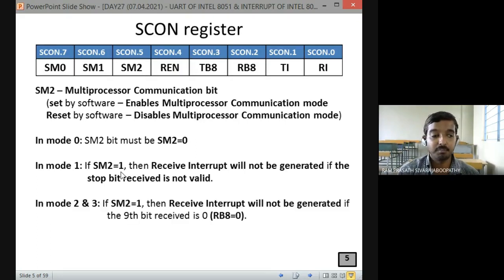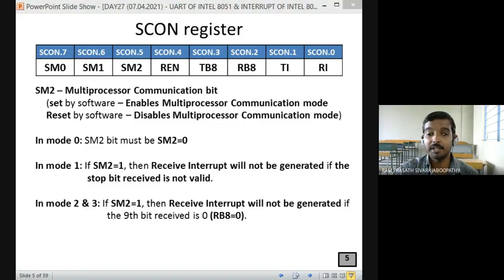Fine. In the case of mode 2 and 3, if the SM2 bit is set to 1. Fine. What about the name of mode 2 and 3? Can you people type it in the chat? What about the description of mode 2 and 3? Mode 2 and 3, what is the name? Description. Mode 0 is shift register. Correct. Mode 1 is 8-bit UART mode. Correct. Mode 2 and 3, what is it? Kindly type it in the chat.